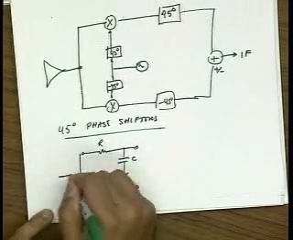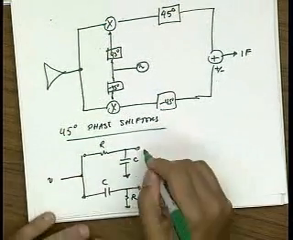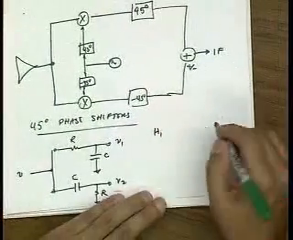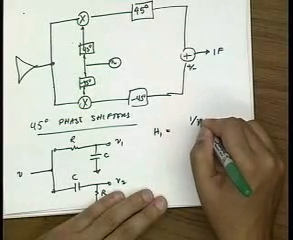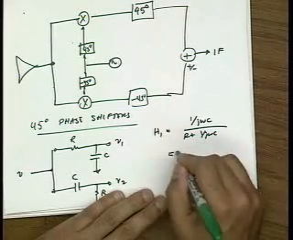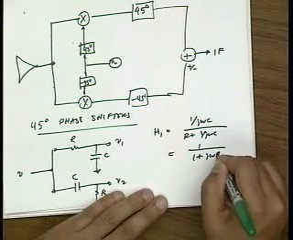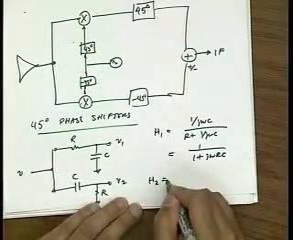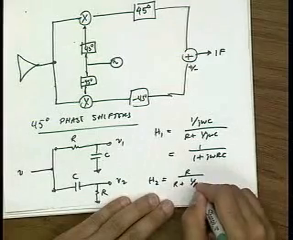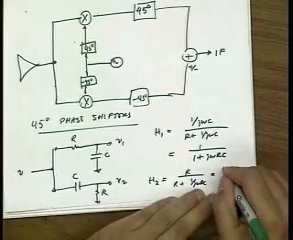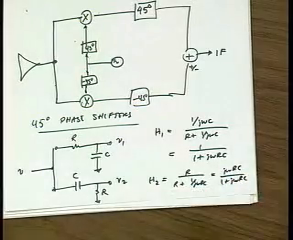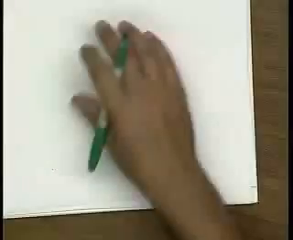So if I connect this to the same voltage, and I look at V1 versus V2, the transfer function H1 is just a voltage divider, 1 over j omega C over R plus 1 over j omega C, which is just 1 over 1 plus j omega RC. H2, on the other hand, is just R over R plus 1 over j omega C, or j omega RC over 1 plus j omega RC. Okay? So this is a standard high-pass, low-pass transfer function.